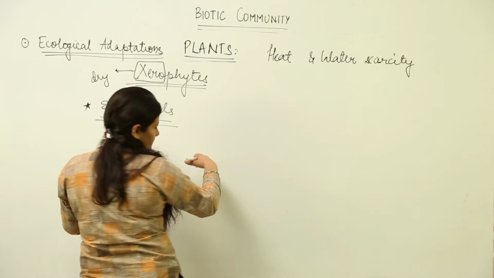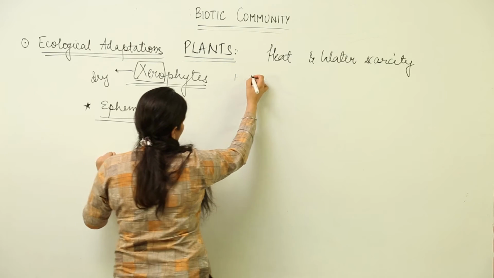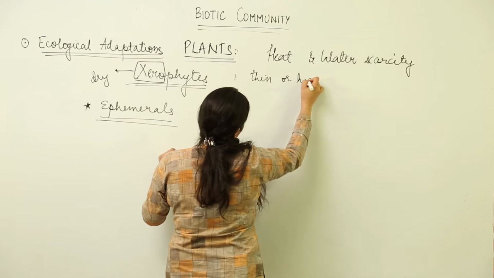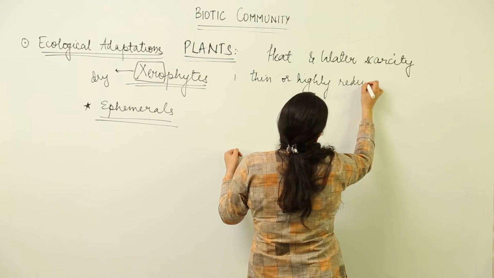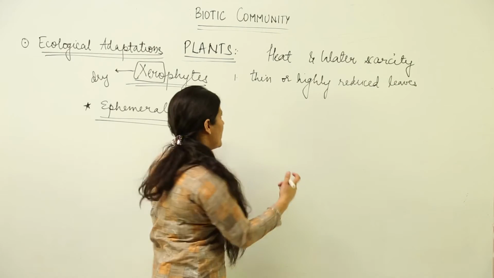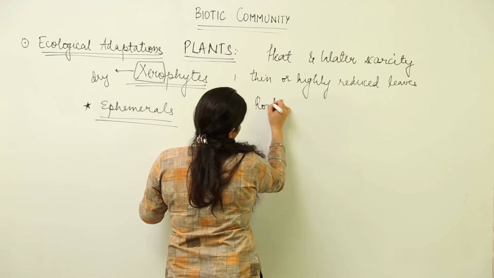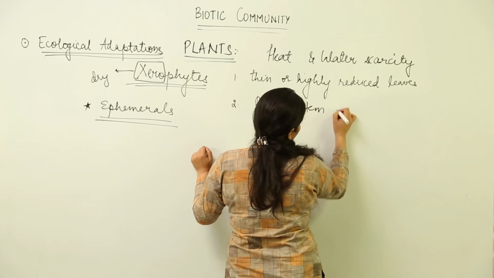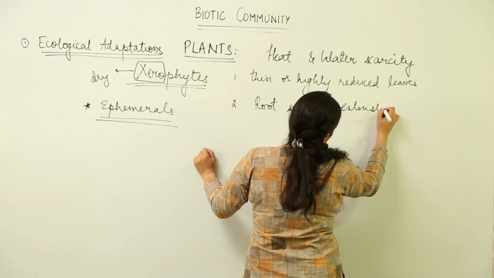Coming back to the xerophytes, what are the morphological adaptations they have? First thing is that their leaves are thin or highly reduced leaves. They could be replaced by prickles and spines as well. Now, why are they reduced? So that the transpiration losses are minimized. The second type of adaptation is that the root system is very well extensive. That would be a better word. They have an extensive root system.